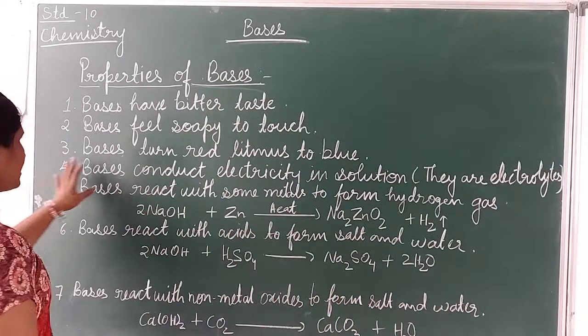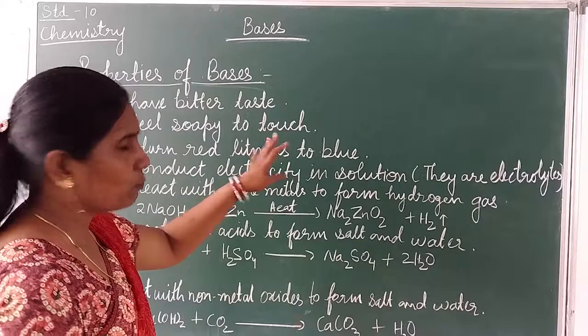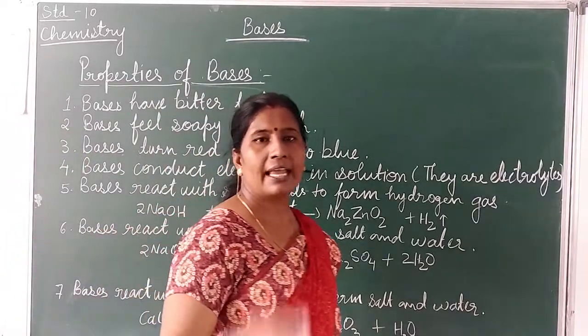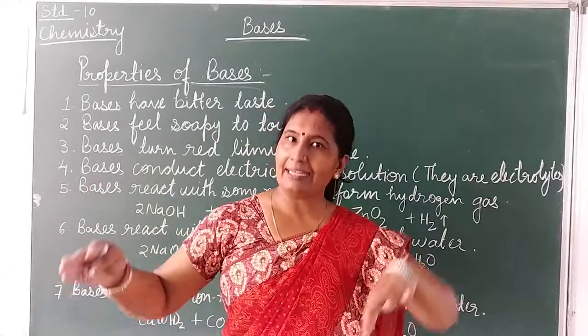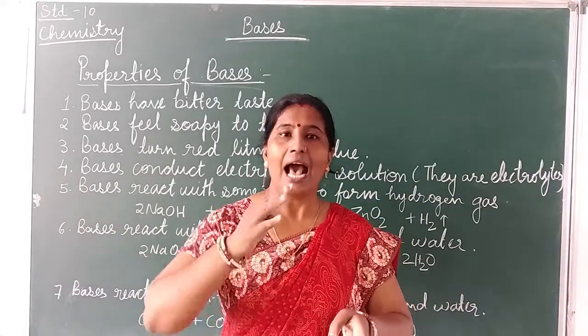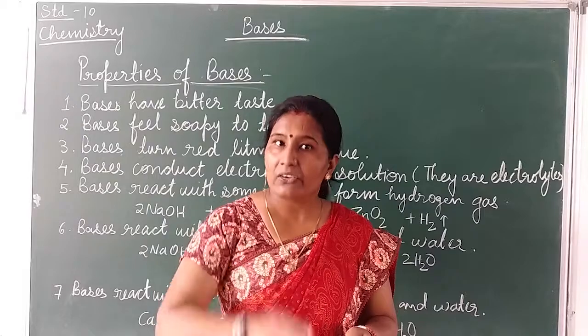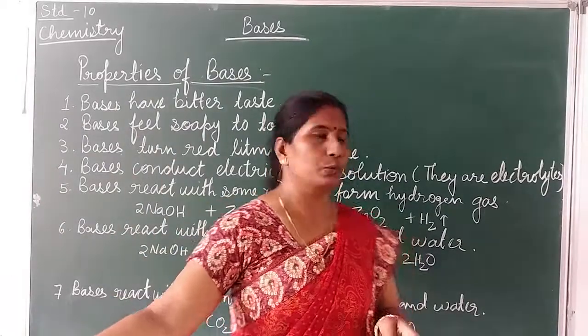The third point is that bases turn red litmus to blue. Yes, you all know that acid turns blue litmus into red. In the opposite way, bases are capable of turning red litmus to blue.